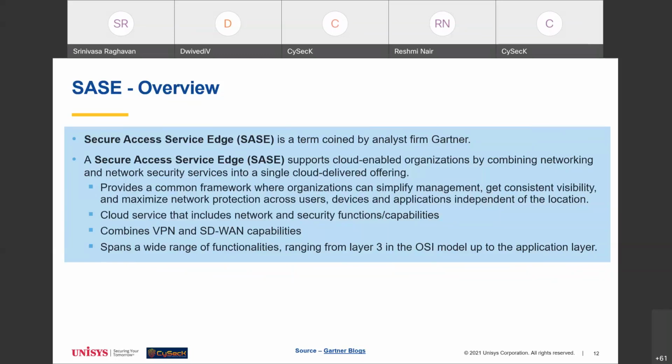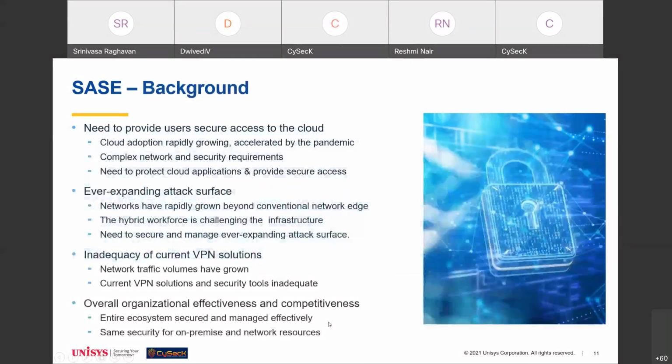You can go back to the earlier slide. Okay, so let me give you some background, like I said, on why SASE came about. Users had to have secure access to the cloud, because cloud adoption, as we know, is rapidly growing. You can look at various reports on how the industry has grown over the last 10 years and in the next decade. It has also been accelerated by the pandemic and complex network and security requirements, and you need to protect cloud applications and provide secure access.